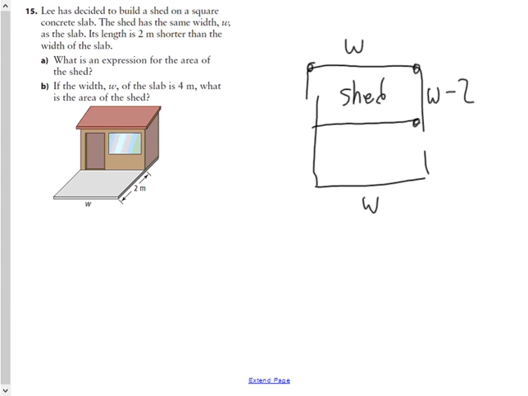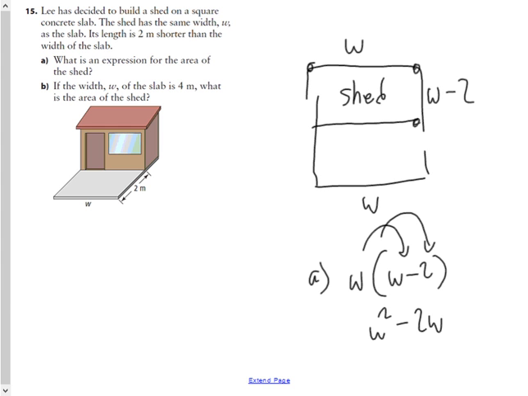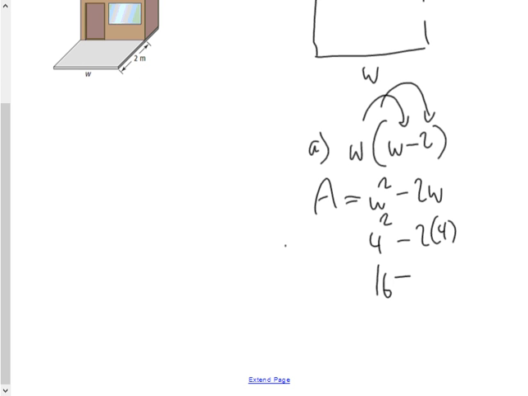What is an expression for the area of the shed? The area of the shed will be W multiplied by W minus 2. When I expand it, I will have W squared minus 2W for the area. And it says, if the width of the slab is 4, what is the actual area of the shed? Here we're just going to substitute 4 for W. 4 squared will be 16, minus 2 times 4, which is 8. The actual area of the shed would be 8 square meters when I substitute 4 for W.